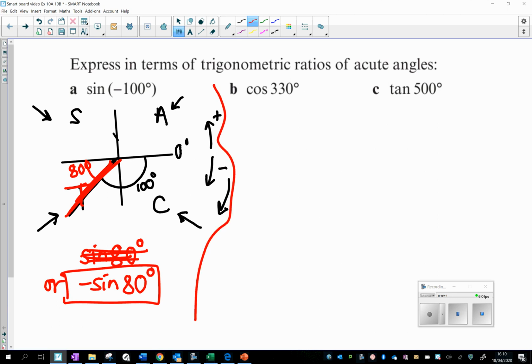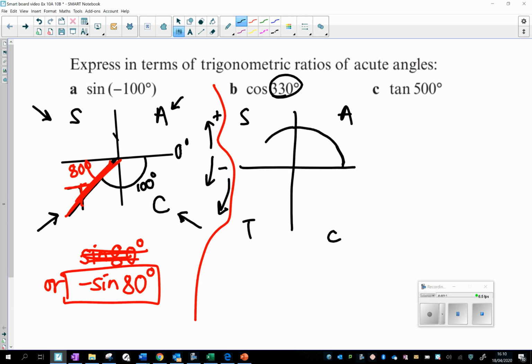Okay, the next one, cos 330 degrees. So again, let's draw our CAST diagram. So there's A, S, T, and C. And this time, 330 degrees is a positive angle. So we're going to go in this direction. And in fact, we're going to go around 90, 180, 270, 330 is over in this section here. Okay, so I'm going to draw a line there to mark the angle. So this angle is 330 degrees.